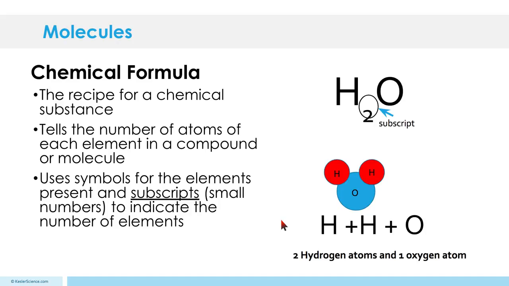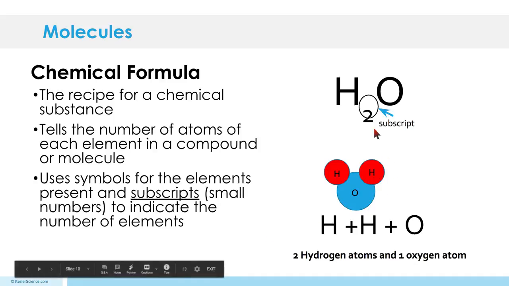This is very testable. So understand that all the information that a chemical formula gives you is the number of atoms of each element in a compound or molecule. That's what a chemical formula does. It uses symbols for the elements present and subscripts to indicate the number of elements. So in this case, H2O: 2 hydrogen atoms, 1 oxygen atom.